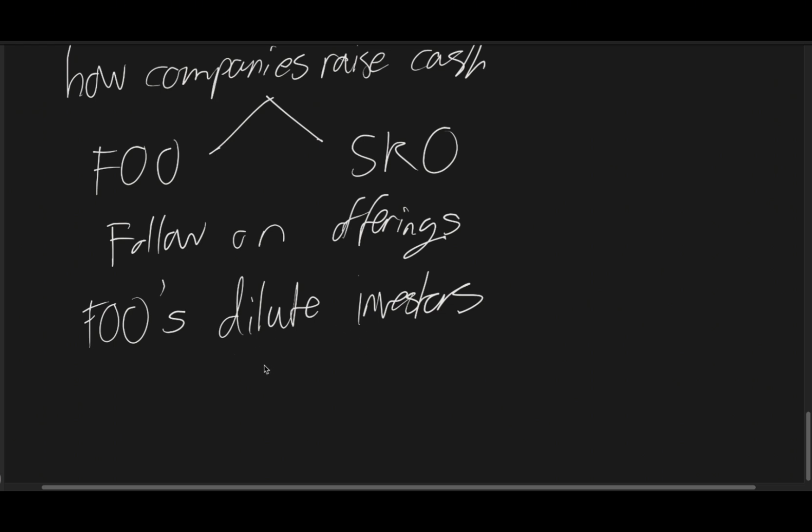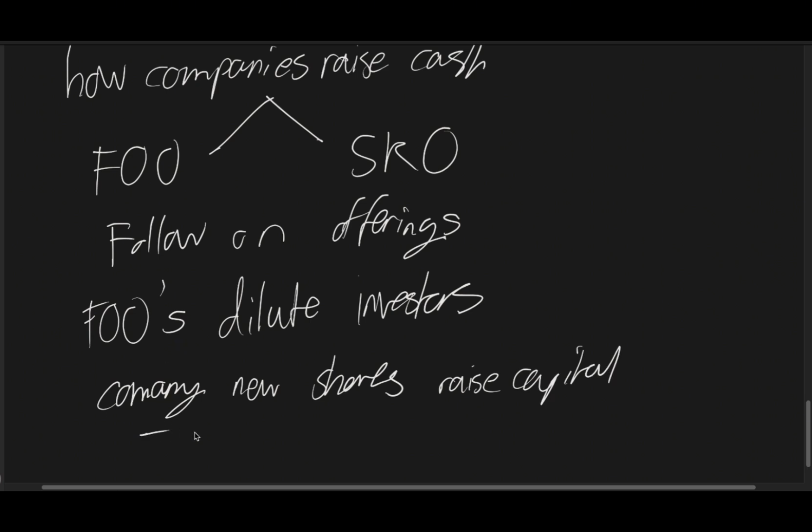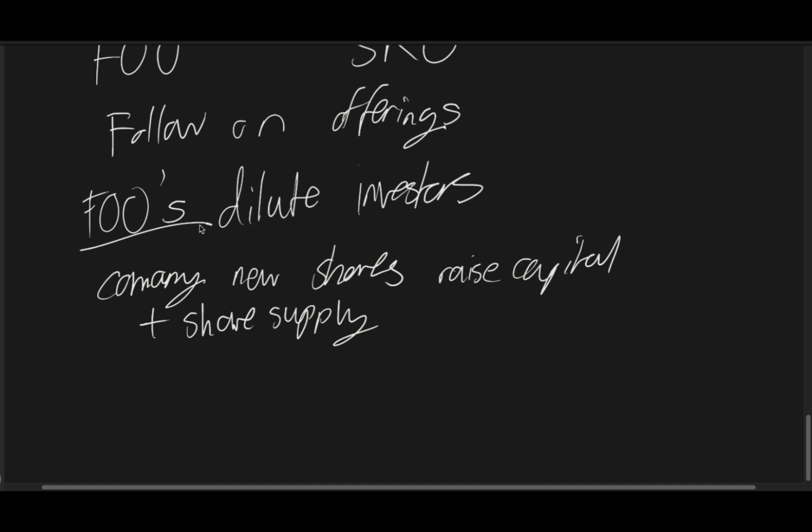Basically, FOOs happen when a company decides to issue new shares and they sell these to the public to raise capital. And the key point here is that it increases the share supply. So FOOs raise money through the company selling the stock.